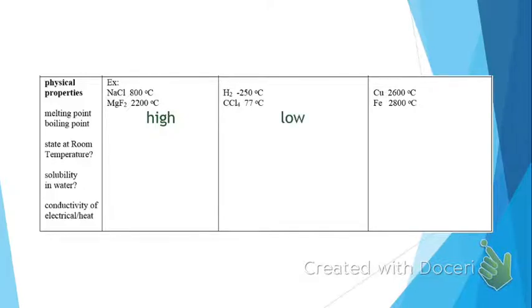Covalent compounds have very low melting points, and in fact, some of those melting and boiling points are negative because they tend to be liquids or gases at room temperature. Metals also have very high melting points and boiling points. At room temperature, our ionic compounds tend to be solids. Our covalent can be anything, really. It depends on some other factors, but they can be solids, liquids, or gases. And metals tend to be solids.